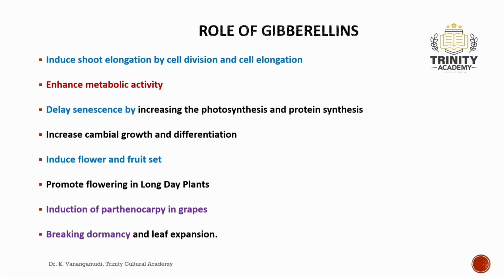Let us see role of gibberellins. It induces the shoot elongation and enhances metabolic activity by promoting growth, height, increasing root activity and helps in mobilization of reserved food materials. It delays senescence by increasing the photosynthesis and protein synthesis. It induces flower and fruit set and promotes flowering in long day plants. Helps in induction of parthenocarpy in grapes and helps in breaking dormancy.